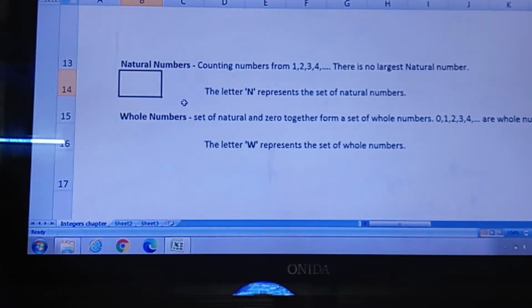Next is understanding whole numbers. Whole numbers are 0, 1, 2, 3, 4 and so on. The only difference between the natural and the whole numbers is that natural numbers start with 1, 2, 3, 4, whereas whole numbers start with 0, 1, 2, 3, 4. Whole numbers are represented by W.